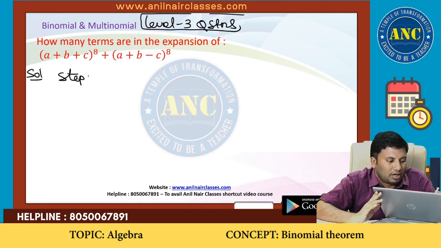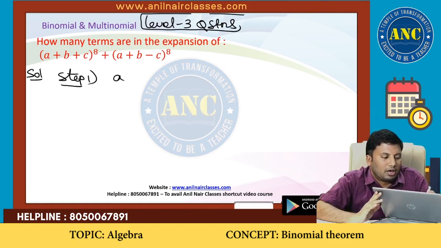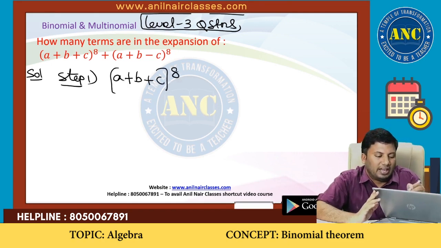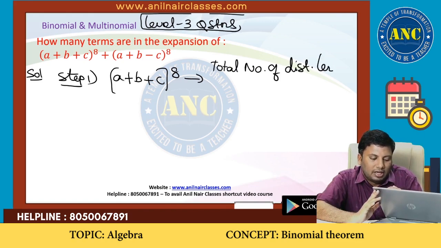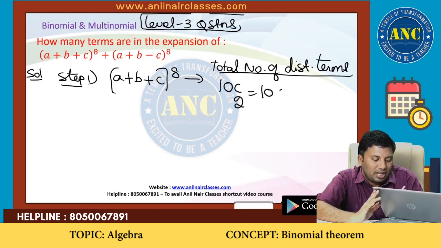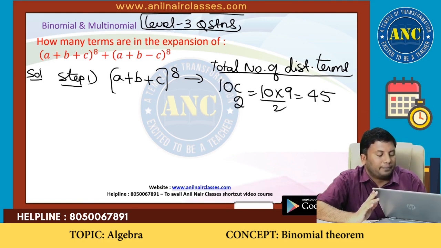Step number 1. A plus B plus C power 8. So the total number of distinct terms will be 8 plus 3, which is 11. 11 means there will be 10 gaps. 10C2 is 10 into 9 by 2, which is 45.